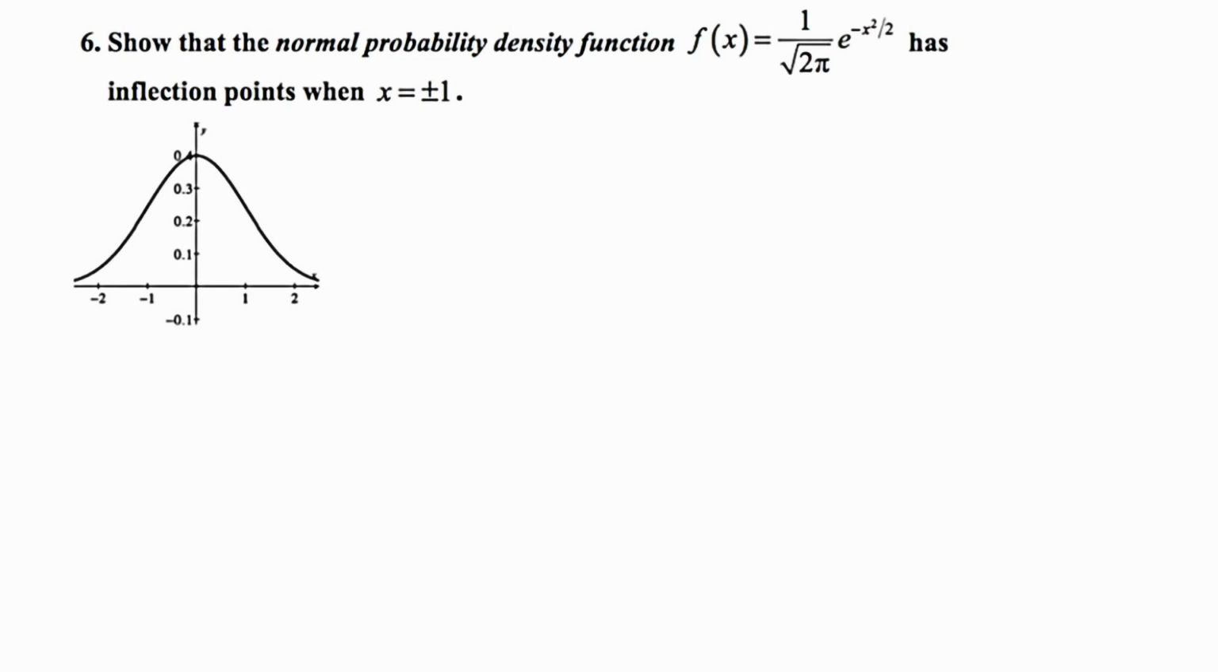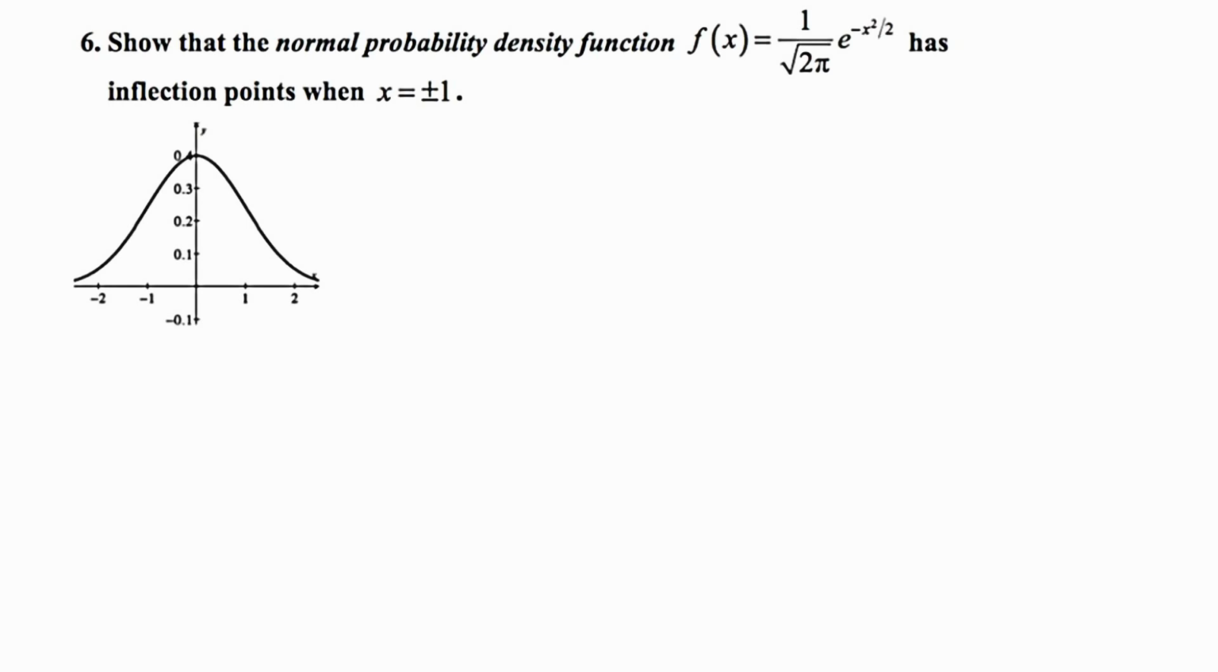Okay, so we're on our fourth and final slide of examples of derivatives of exponential functions of base e. And in this question, we're asked to show that the normal probability density function f of x equals 1 over square root 2 pi times e to the negative x squared over 2 has inflection points when x equals plus or minus 1. So the normal probability density function is given to you, as is its graph.